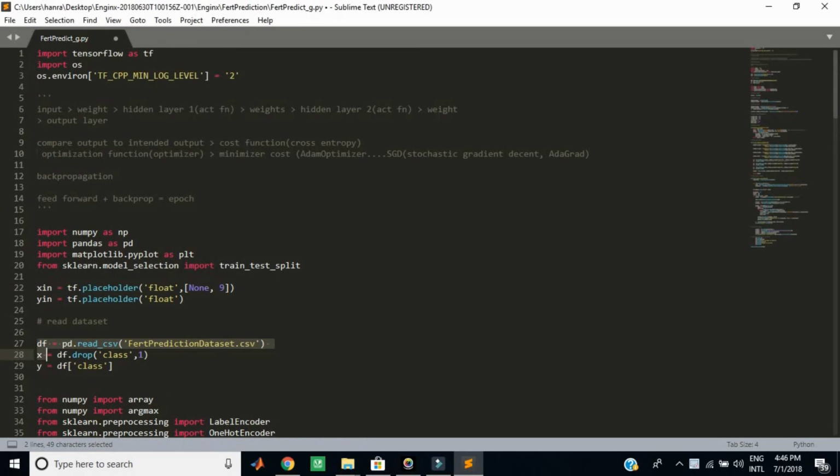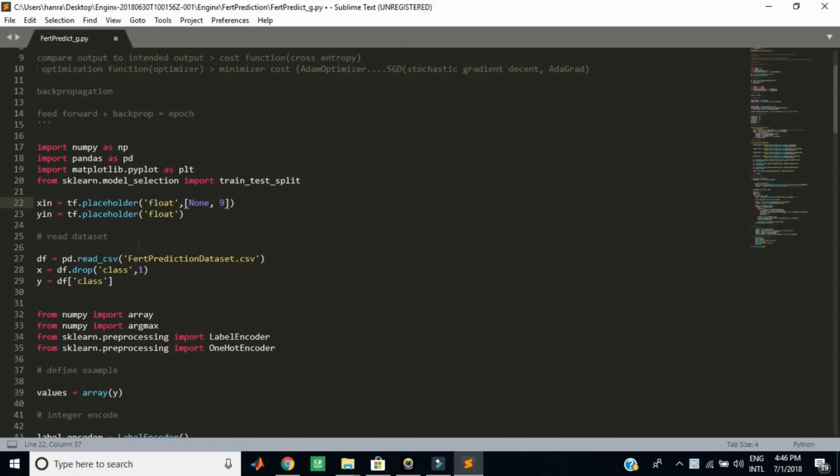Now let us start with our code. Here we are going to briefly explain how the code works. First of all, we are going to import our framework, that is TensorFlow, and other necessary libraries such as NumPy, Pandas, Matplotlib, scikit-learn, etc. And then we are going to declare x in and y in, where the number of columns should be 9 as we have 9 feature sets.